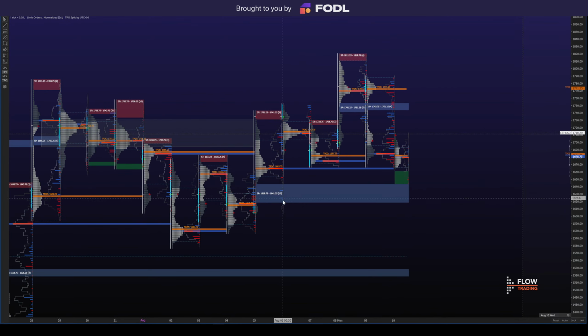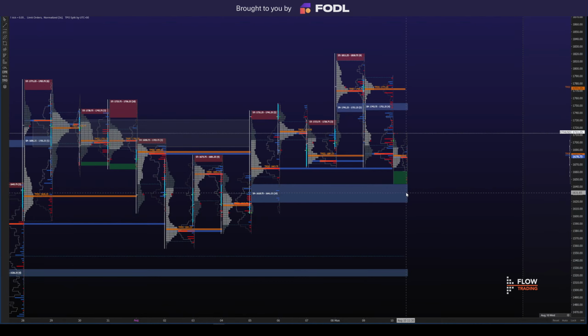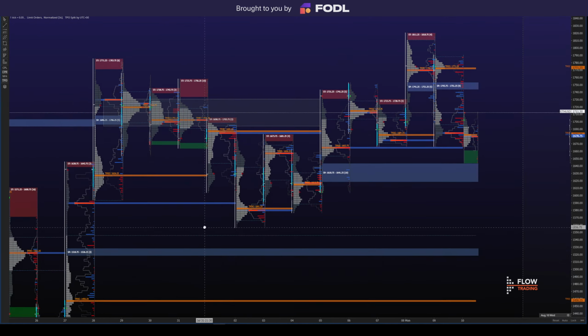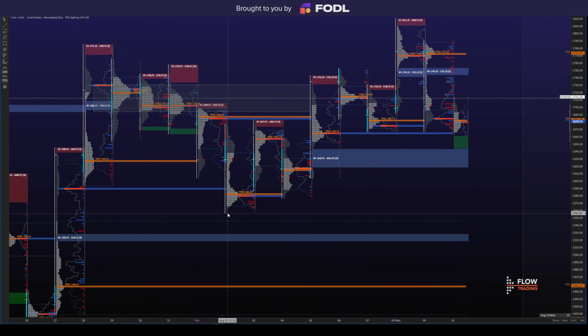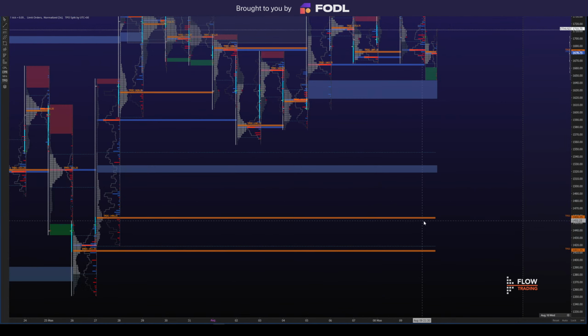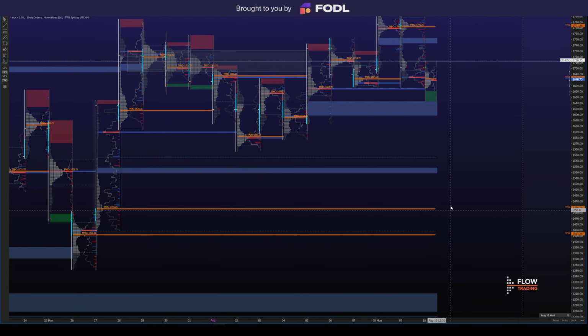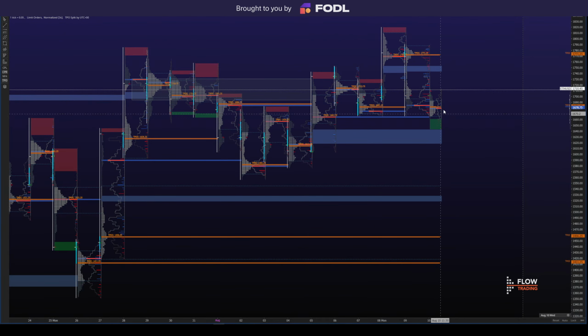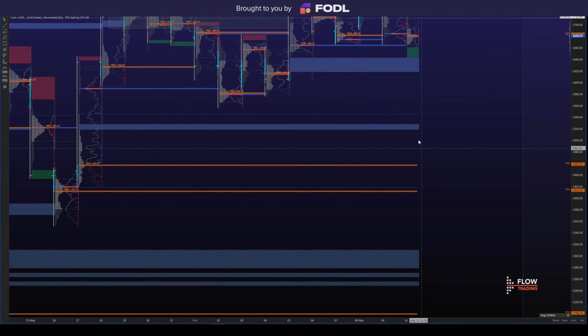Now to the downside, we've got $1,600 as a single prints. We've got plenty of poor lows below and loads of them down here. We've got the poor lows below all the way to $1,500, and then we've also got a naked point of control at round about $1,450 and $1,400. Okay, these are time-based points of control. So if we do indeed have some downside momentum here, then these naked points of control and these single prints will be the first targets to be targeting.